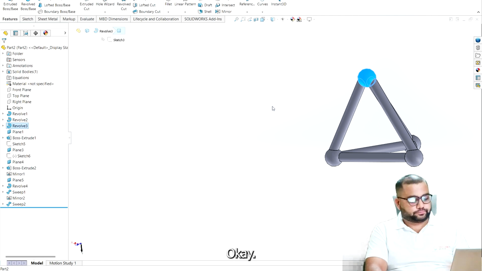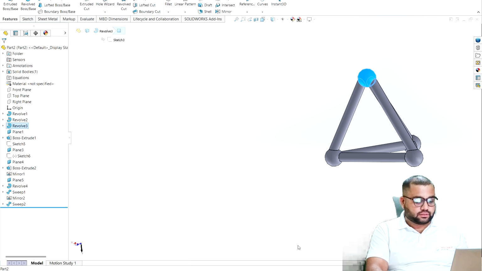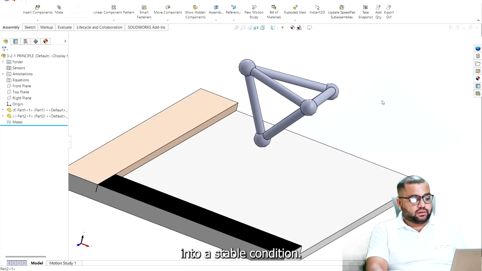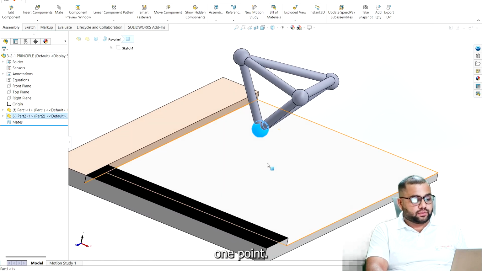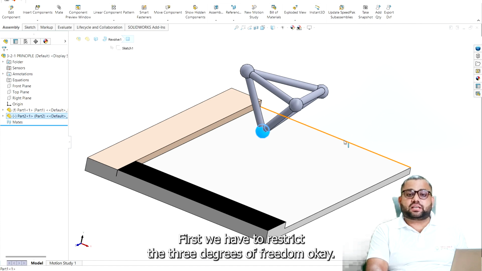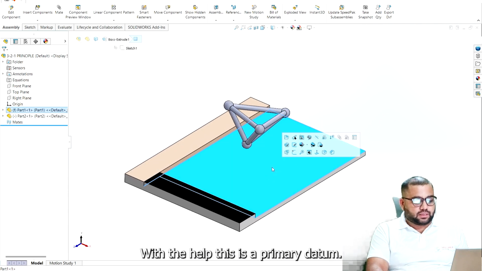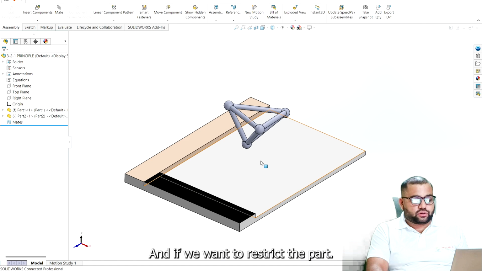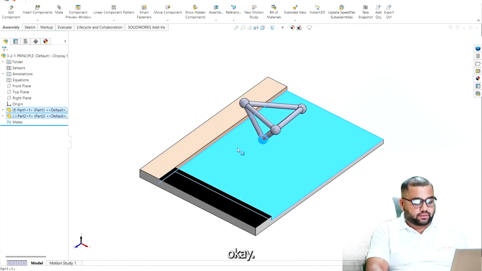So let's say I want to put this part into a stable condition. First of all, I will put 1 point. The 3-2-1 principle says first we have to restrict 3 degrees of freedom. So this is a primary datum. With the help of this, if we want to restrict the part, first of all I will give 1 point.